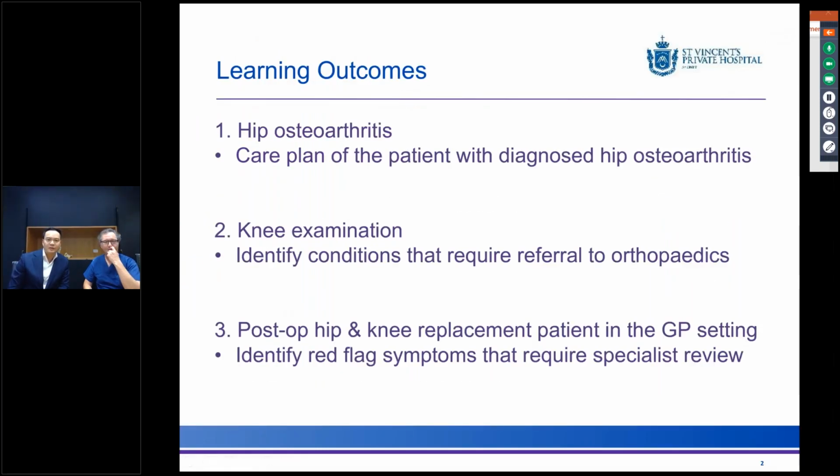We've broken this talk up into three sections. We'll be talking about the care plan of the patient with hip osteoarthritis, physical examination of the knee, and the post-operative hip and knee replacement patient in the GP setting. In this talk, we would like to convey a framework for approaching these topics, and we've deliberately kept the details brief to concentrate on the framework. Feel free to ask any questions, and we will have a break in between each section to address these questions.